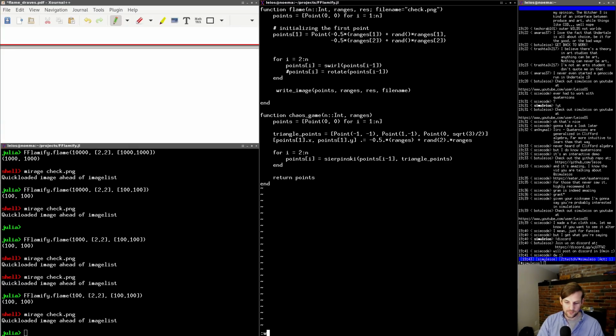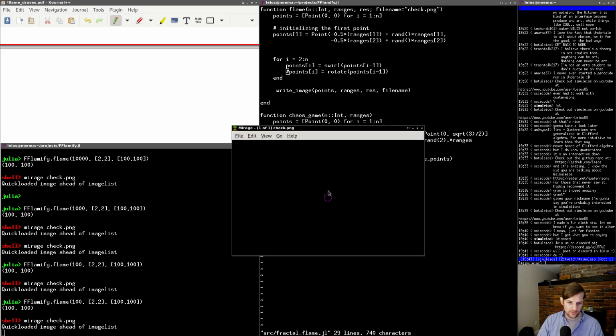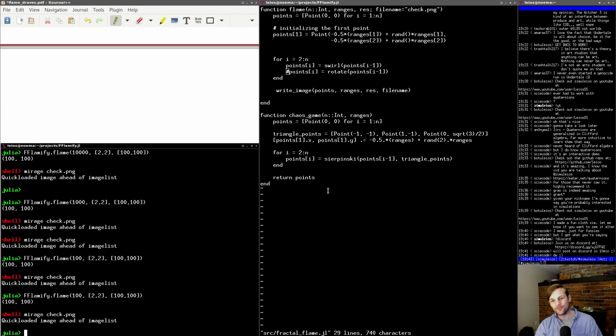Here, comment this out, write that. Now we're gonna do flamify, and let's look at mirage-check.png. This also creates a circle, which I should expect because R is always the same if you're on a circle. So rotate and swirl should do the same thing, and they do. So we'll keep rotate, but it's kind of superfluous at this point.